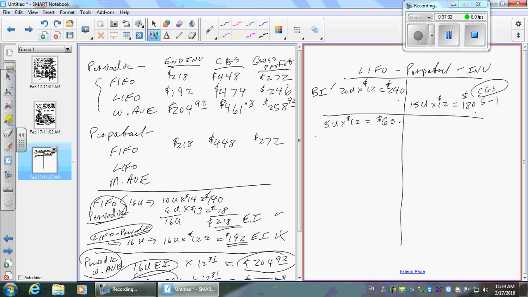Why did you count to 12? Because it costs 12. I bought it for 12. When I sold some of them, the cost was 12. The ones that are left, they're worth 12. If I have 20 at $12, and I sell 15 at $12, how many do I have left? 5 at $12. Did we sell the ones from the beginning inventory? I had to this time because I hadn't bought any. Oh, this is perpetual. Okay, yeah.